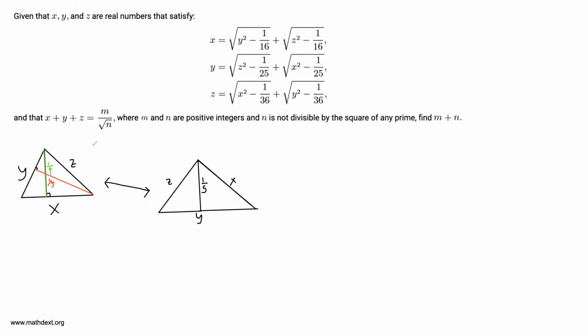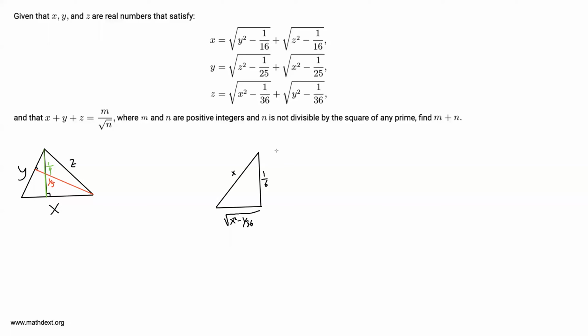But let's talk about z. And this third equality, z is equal to the square root of x squared minus 1 over 36 plus the square root of y squared minus 1 over 36. And what does that tell us? Well, it tells us that if you have two right triangles and one of them has hypotenuse x and height 1 over 6, then this is x, this is 1 over 6, and this leg length is the square root of x squared minus 1 over 36.